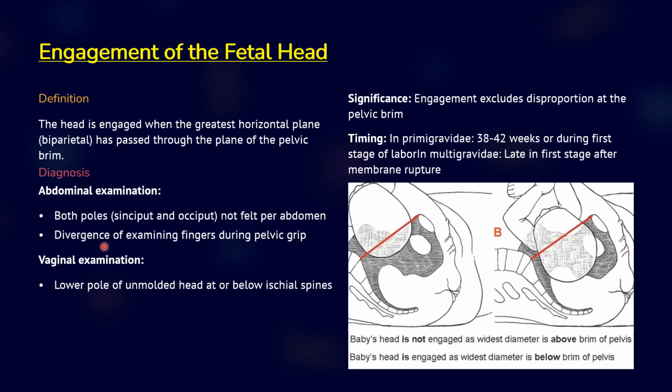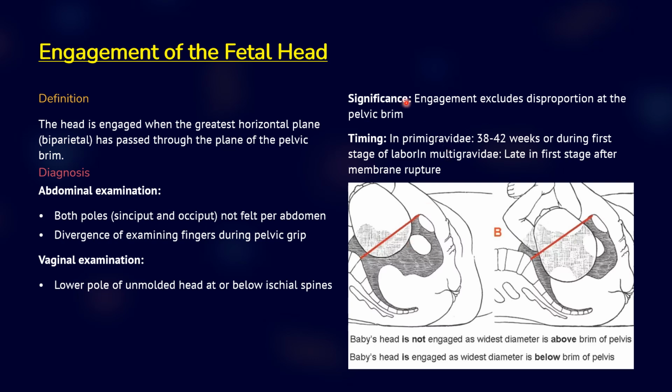Okay, the other one is the divergence of the examining fingers during pelvic grip. Okay, the fourth Leopold, if you remember. So here what happens is when you are doing the examination, your fingers actually diverge. Okay, so if they diverge, that means the head has been engaged. Okay, the other is the vaginal examination. You need to do the PV. And while you do the PV, you'll feel the head of the baby at the ischial spine. Okay, so if you feel that, that means the head has been engaged.